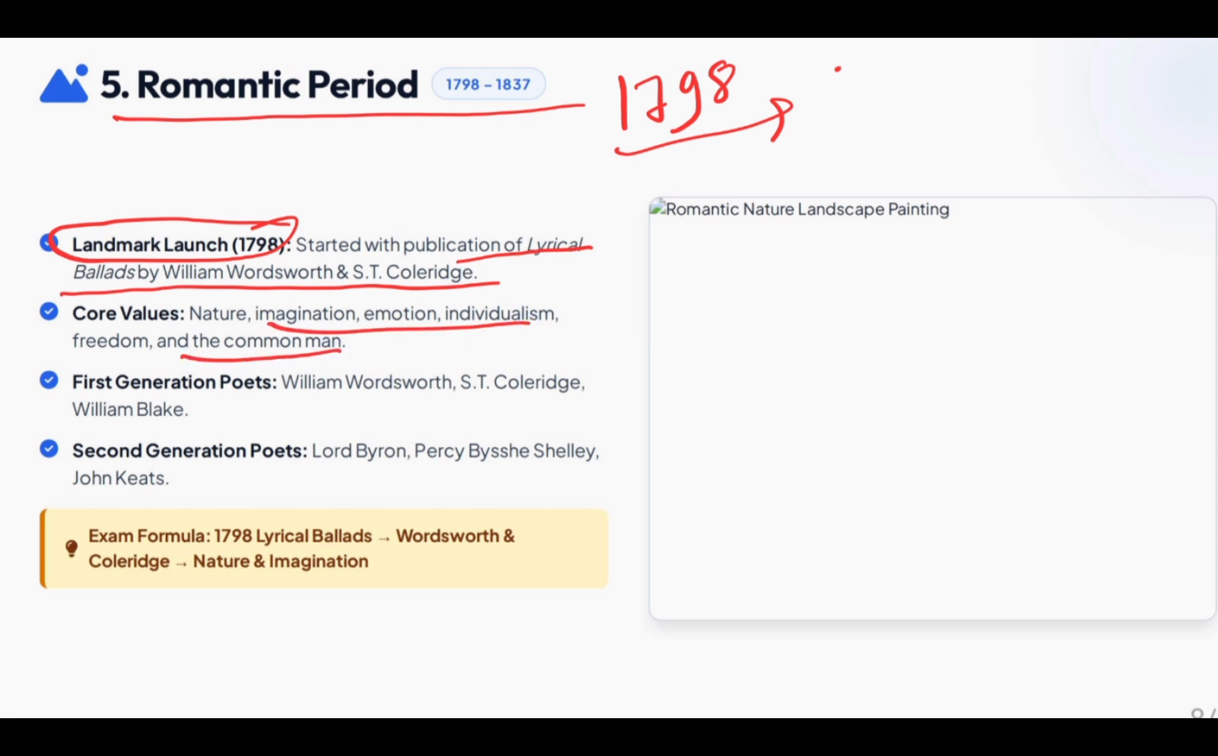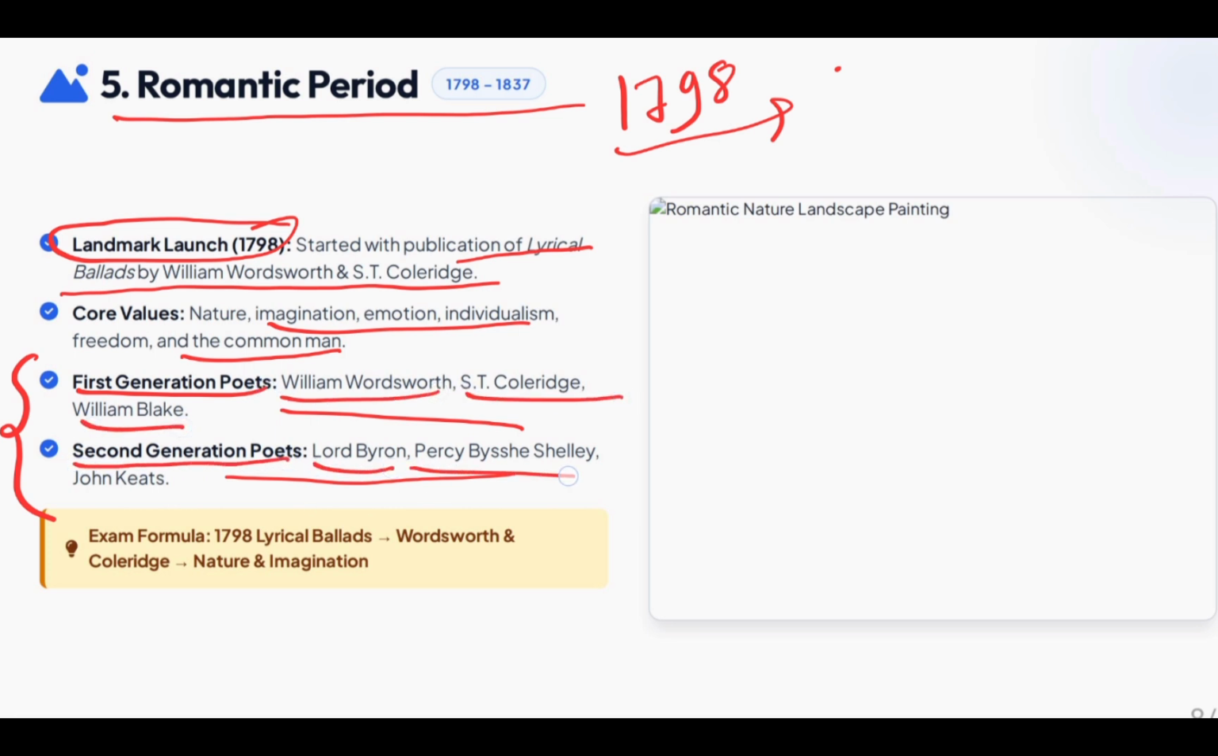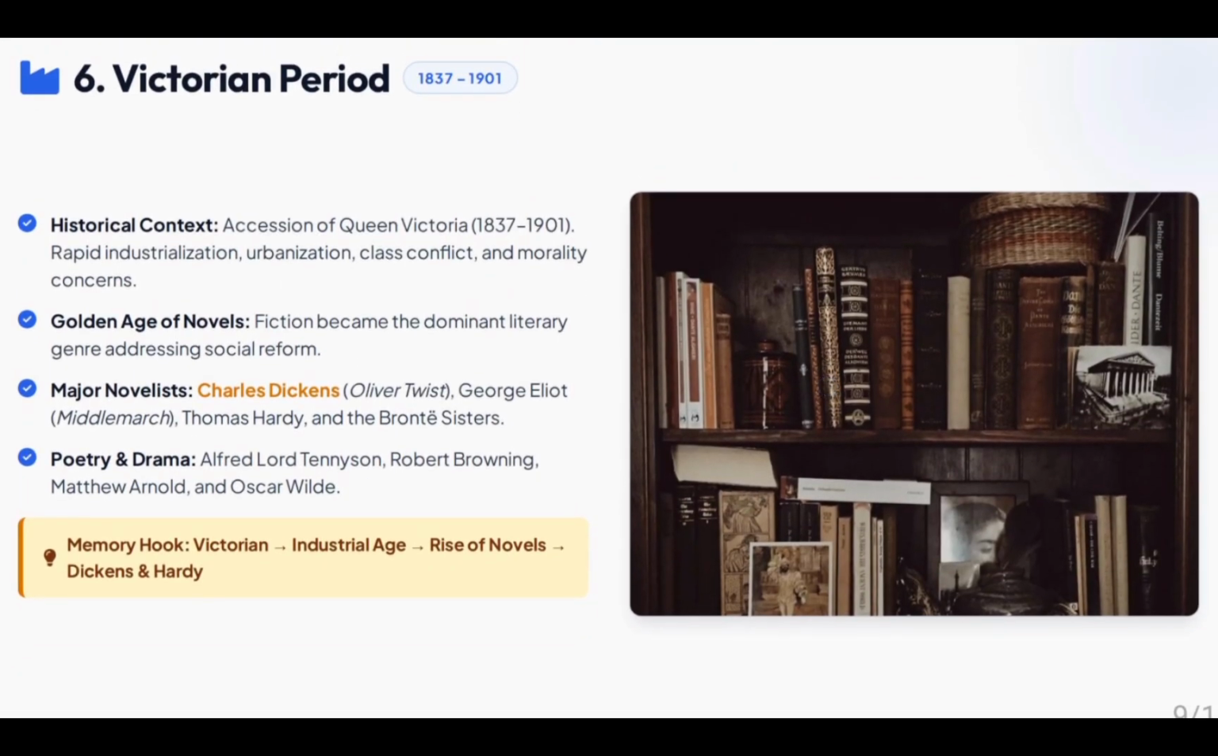Major romantic writers were William Wordsworth, S.T. Coleridge. I've divided them into two generations. Actually, it is not divided by me, it is divided by scholars. First generation poets: William Wordsworth, S.T. Coleridge, and William Blake. Second generation poets: Lord Byron, P.B. Shelley, and John Keats. We will read about these writers one by one in detail because they are very important, and this age is also very important. Then let's move to the Victorian age.